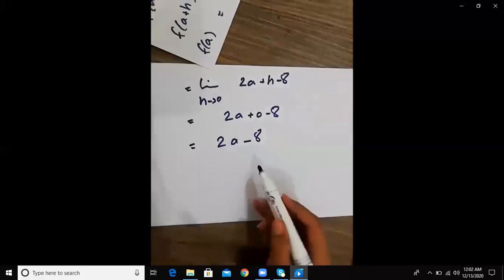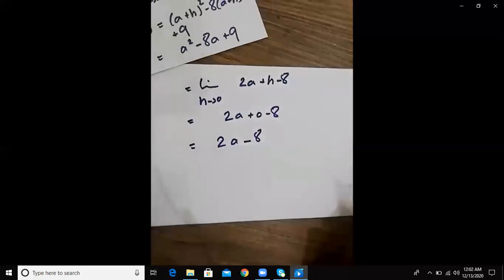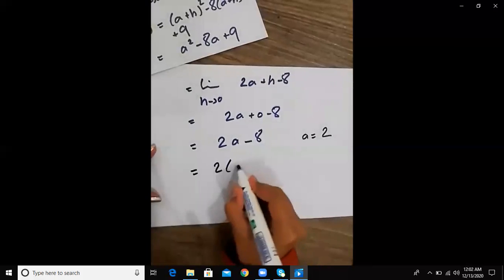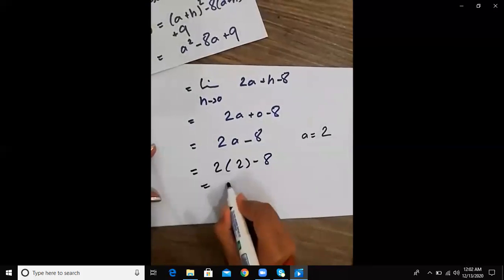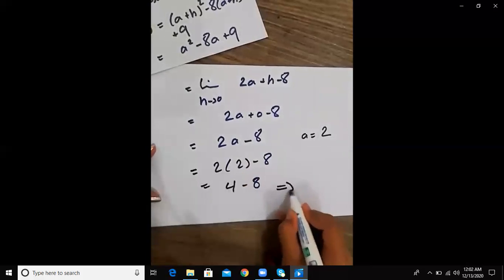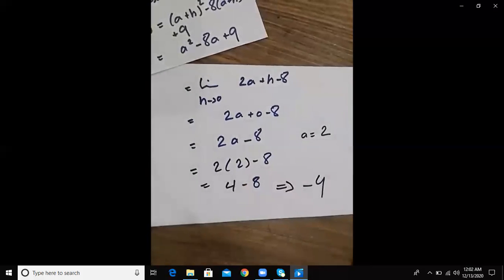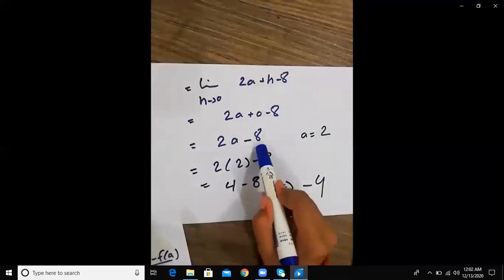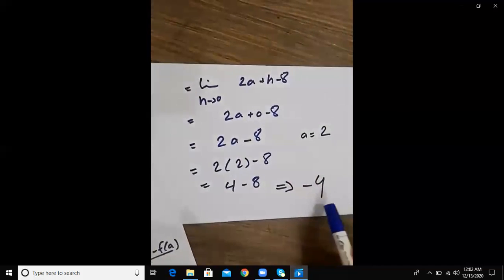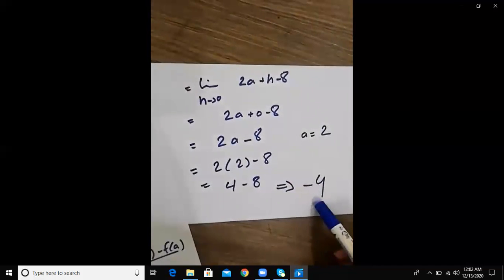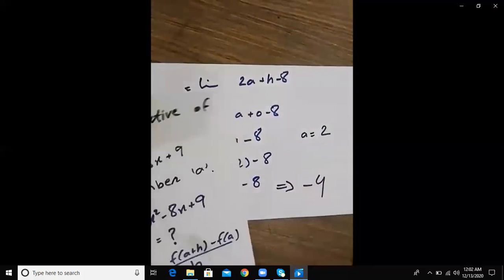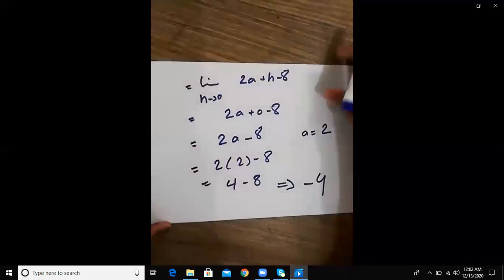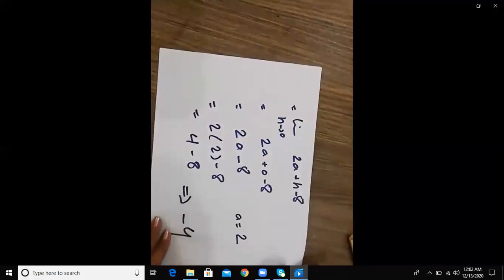We want to find the derivative at point A. So this is the derivative of that function at point A. Let's say A is equal to 2, then we will put 2 in the place of A. It will become 4 minus 8, which is equal to minus 4. So this is the derivative of that function at point A. If A is equal to 2, then the derivative is equal to minus 4. So this is how we can find the derivative of a function at the particular point A.